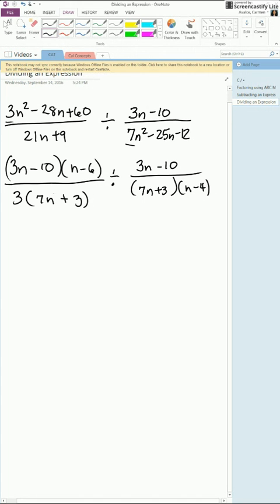So right now nothing can cancel. I cannot cancel this one and this one because they're right next to each other, and I cannot cancel these two either. So I have to actually change the division to multiplication. So then we do 3n minus 10, n minus 6, all divided by 3, 7n plus 3.